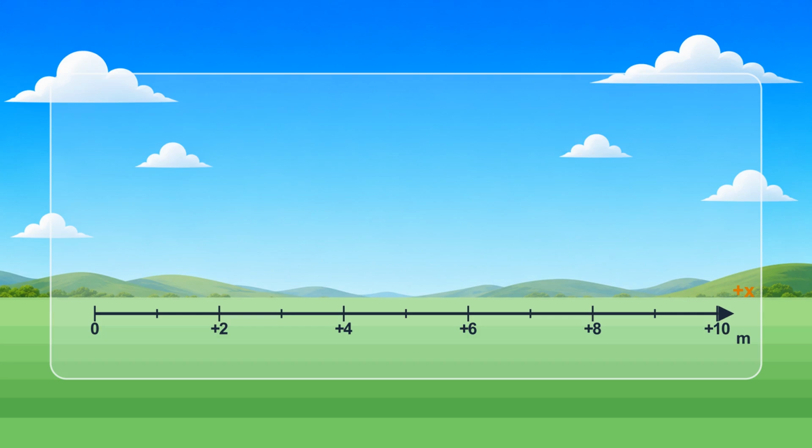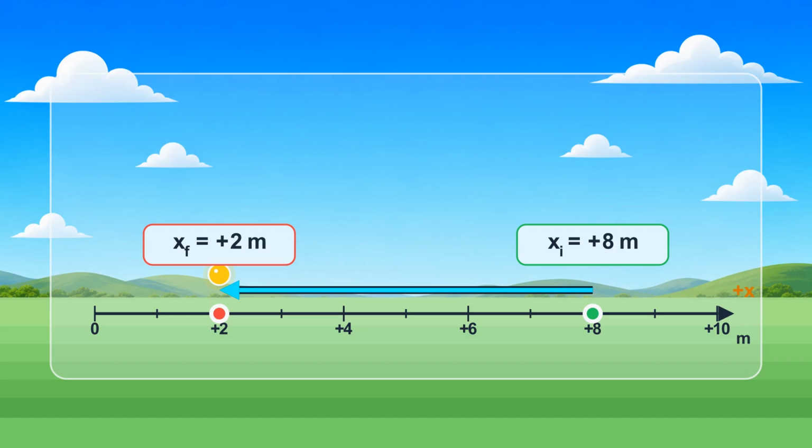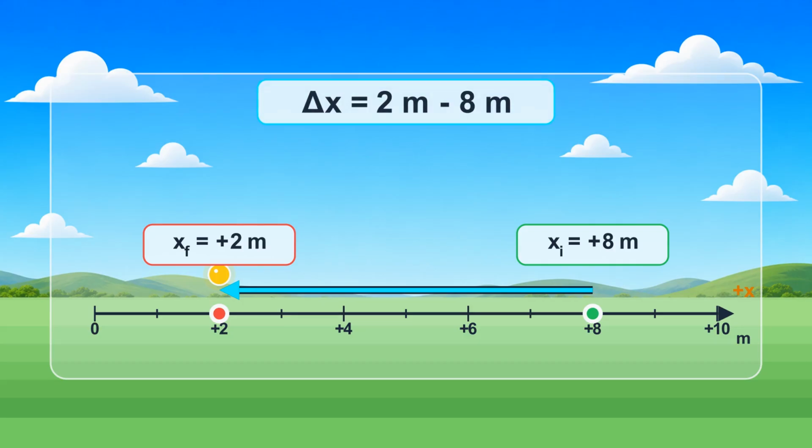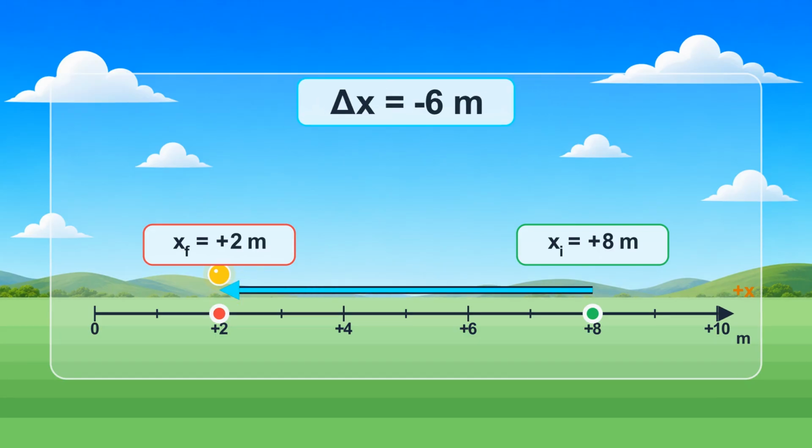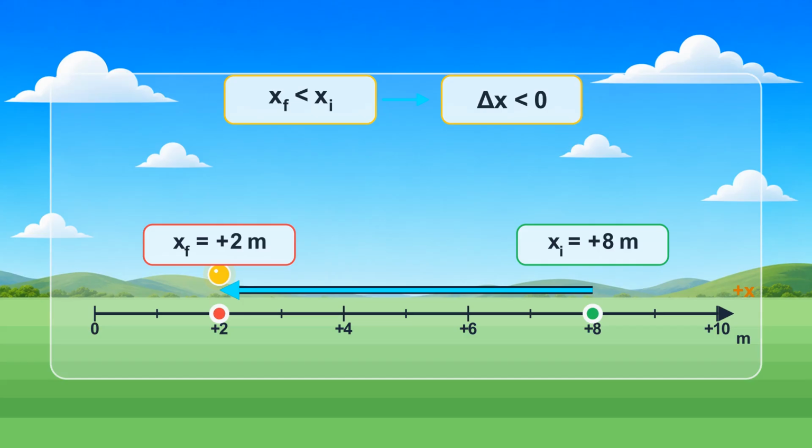Now reverse the motion. The body starts at x initial equals 8 meters. It finishes at x final equals 2 meters. Then delta x equals 2 meters minus 8 meters, which equals minus 6 meters. Notice that both positions are positive. The final coordinate is plus 2 meters, but the displacement is negative. So delta x less than 0 means that x final is less than x initial. It does not mean that x final must be less than 0.